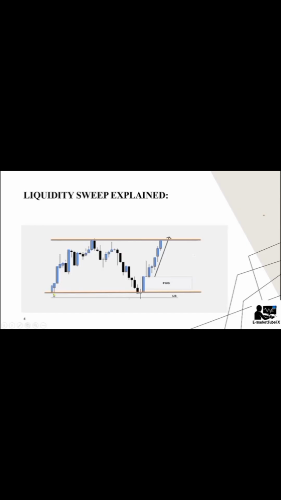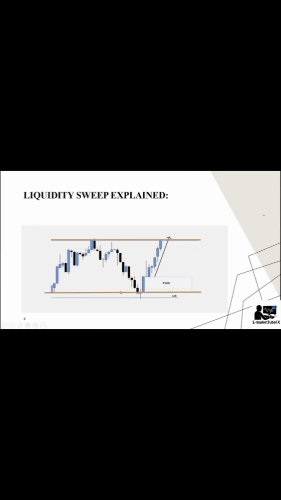And they also need money. They need liquidity to fill their large orders. So in order to allow these retail traders to enjoy the profit that they've gotten up to this level, they said, no, let us reverse price.